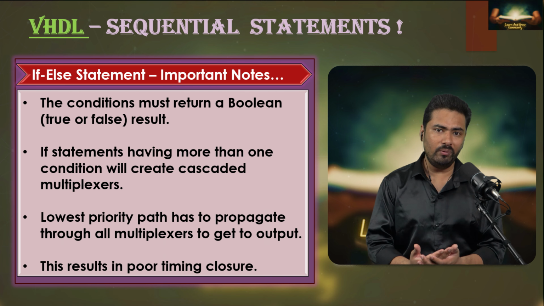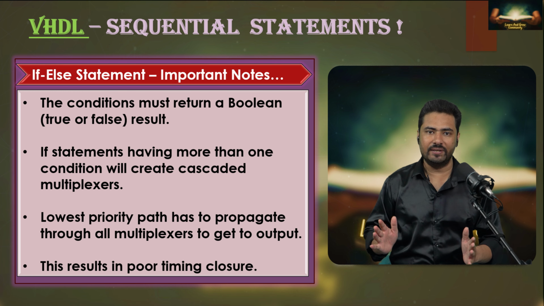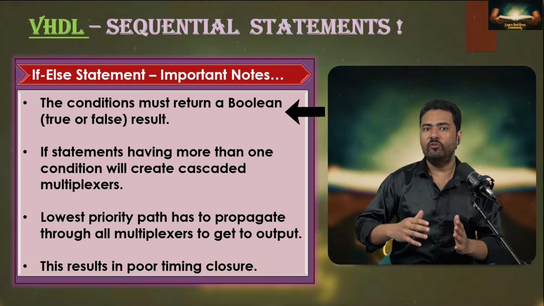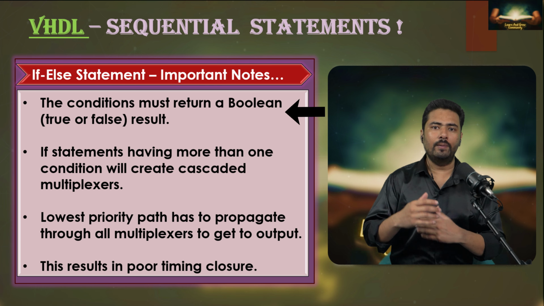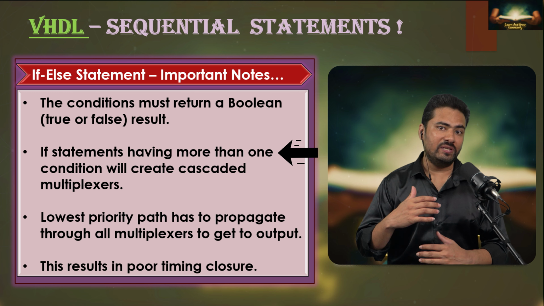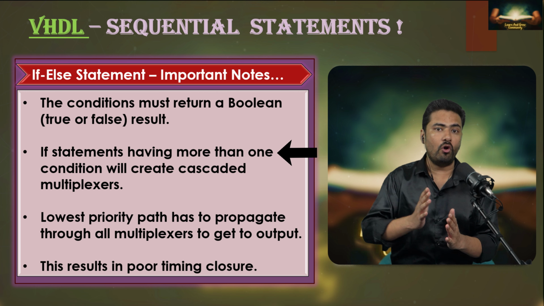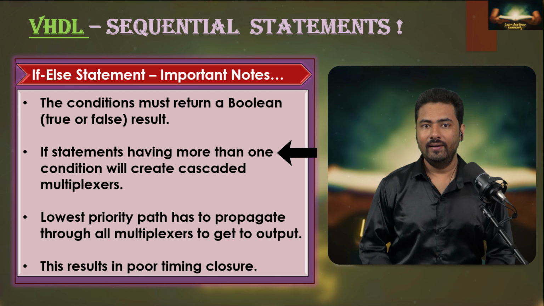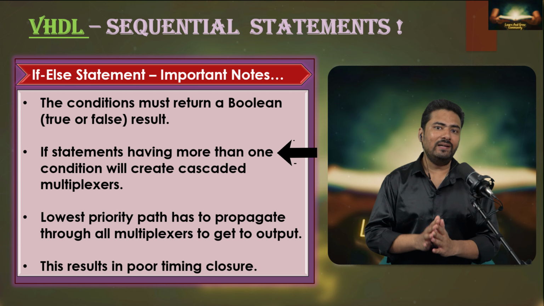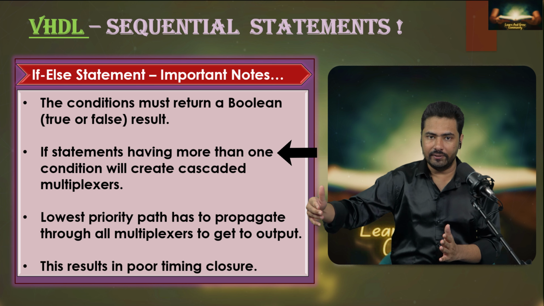Now before we move on, let's quickly recall a few of the important points about the if statement. Firstly, the conditions must return a Boolean value. Otherwise, the compiler will give you an error. When a statement has more than one condition to check, it creates a cascade of multiplexers. Like in our previous multiplexer example, we had three conditions, so we had three multiplexers cascaded together.